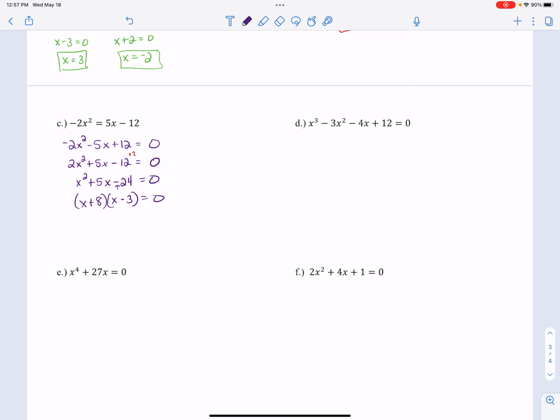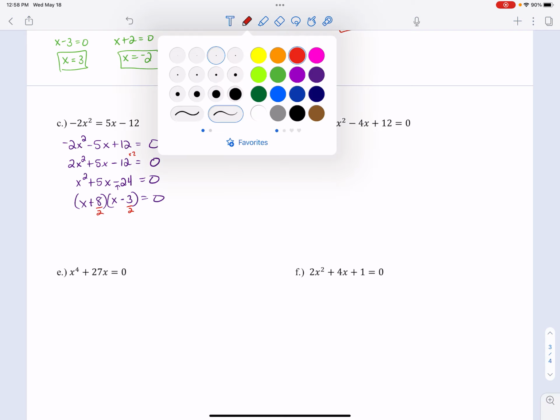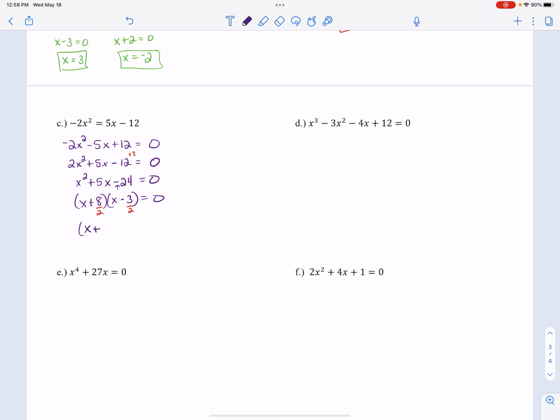Now, before I finish, remember we multiplied by 2 up there at the top in red. I need to pay for that. I need to undo that. So I'm going to divide both of my terms by 2. The first term reduces to x plus 4, and the second one does not reduce, so I pull the bottom up.